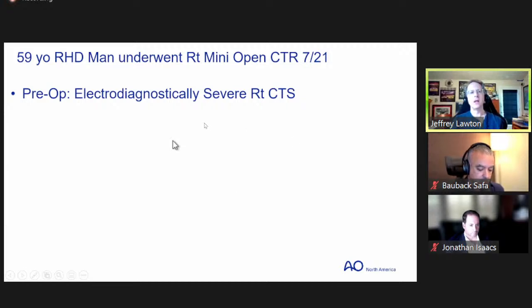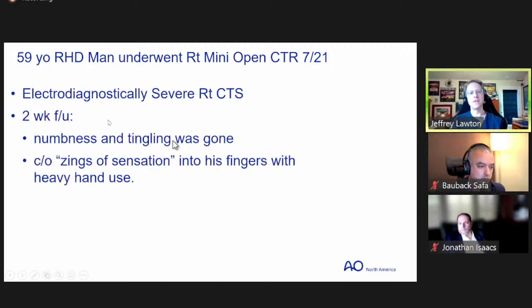So let's look at a typical patient. This is a patient of mine, 59-year-old, who underwent a carpal tunnel release. Pre-op, he had electrodiagnostically severe carpal tunnel. At 2-week follow-up, he notes his numbness and tingling was gone. However, what he does note is what he calls zings of sensation into his fingers with heavy hand use. And he's a pretty active guy, so he does tend to use his hands.